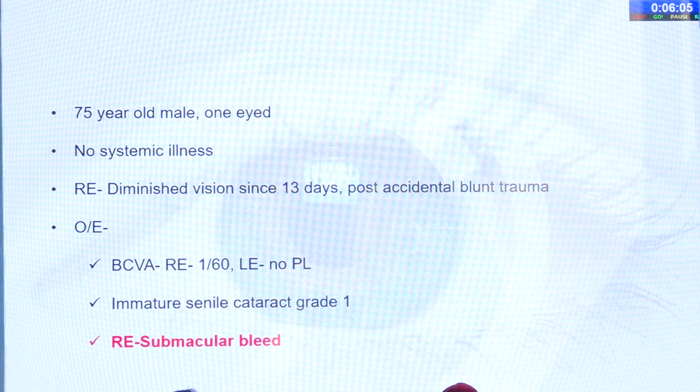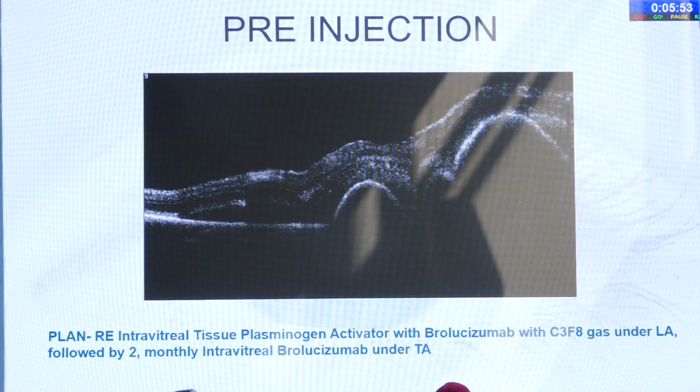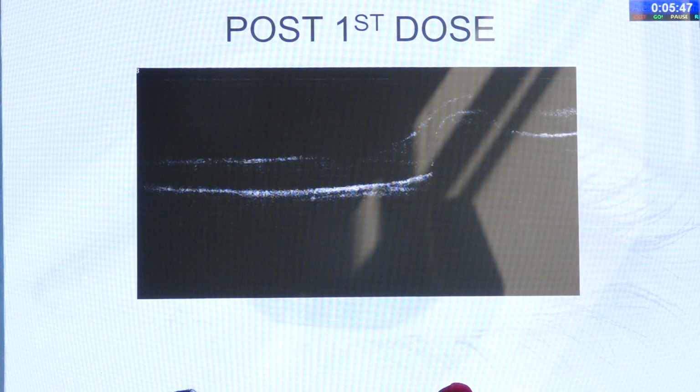It is a case of PCV, which presented with diminution of vision for 13 days post an accidental blunt trauma, and the patient showed a presence of massive submacular bleed. The OCT had a picture like this, and my plan was intravitreal TPA with anti-VEGF with a C3F8 gas.